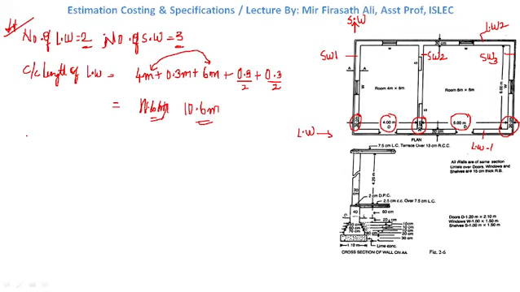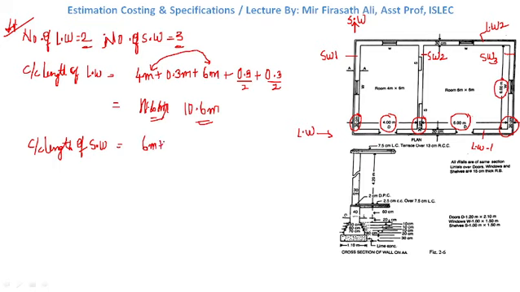Now let us determine the center to center length of the short wall. What is the center to center length of the short wall? Which is the short wall? What is the length of the short wall? We can see it over here. 6 meters is the length of the short wall.